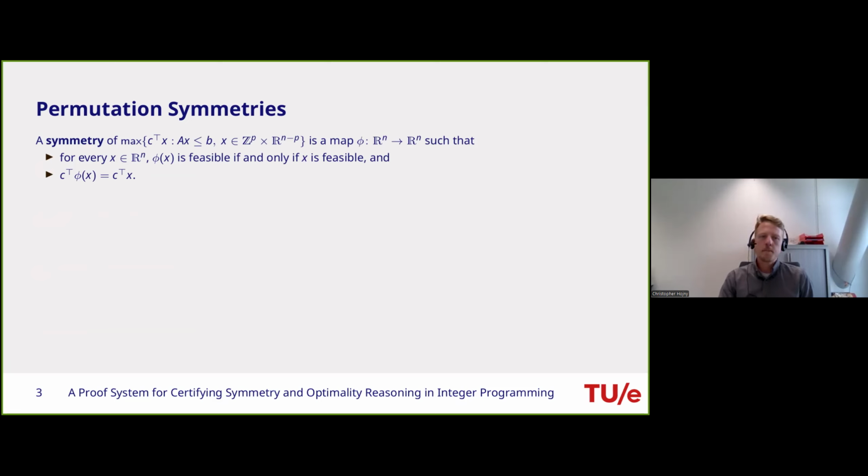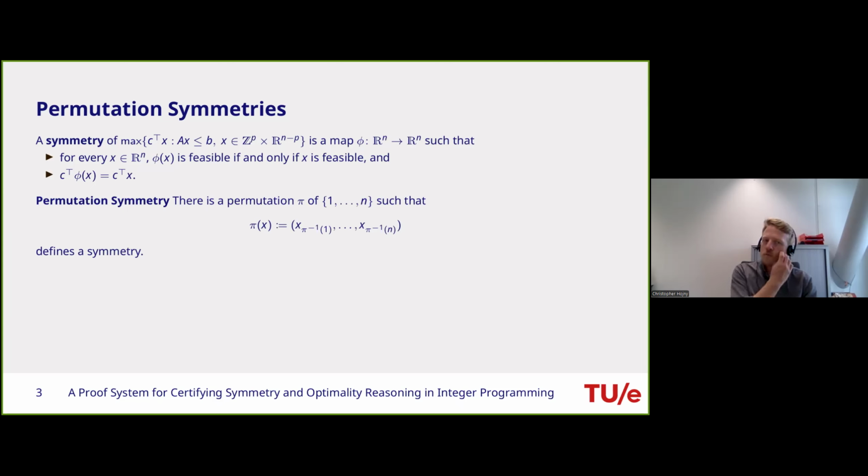And before defining these permutation symmetries, let me quickly say what in the following a general symmetry of a mixed integer program is. We can think about such a symmetry just as a map phi from R^n to itself, such that whenever I take a vector x in R^n, then phi of x needs to be feasible if and only if the solution that I started with was feasible. So the map phi preserves feasibility, and it should also preserve the objective value. So the objective value of x needs to be the same as that of the manipulated solution phi of x.